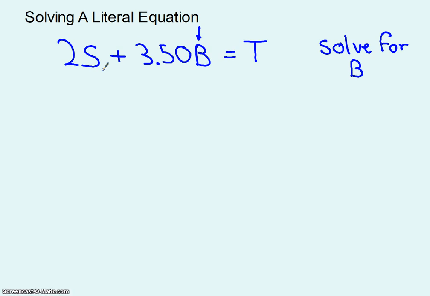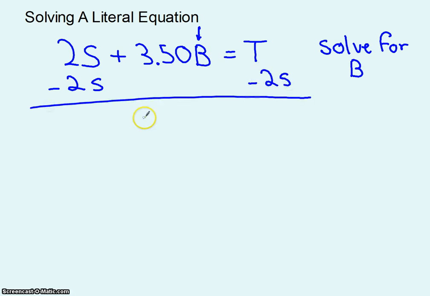So let's get rid of this 2S over here. Let's subtract it. I'm sorry, not s squared. This 2S from that side. That's going to get rid of it. Well, you know as well as I do, you can't subtract 2S from one side without subtracting it from the other. So I'll write minus 2S. Okay. And let's write what we've got left. 3.50B equals T.